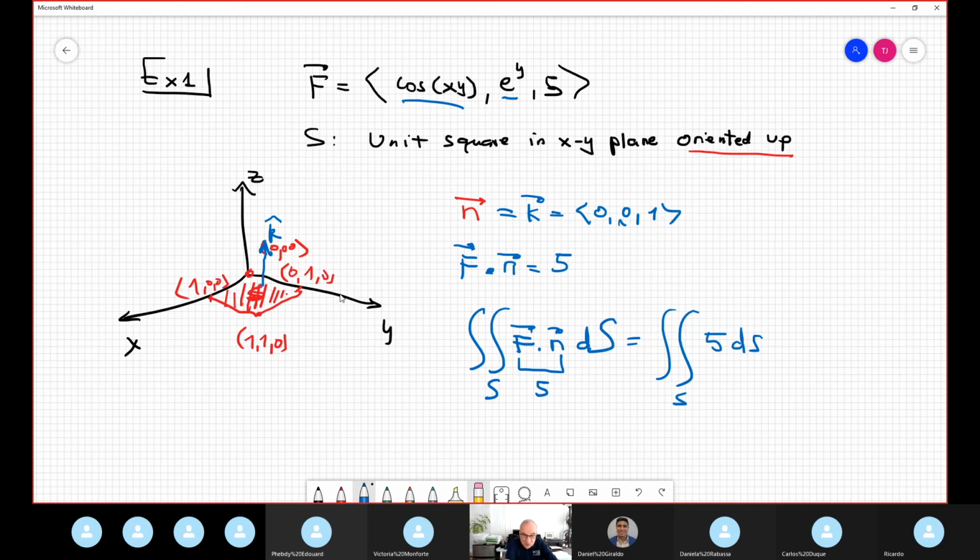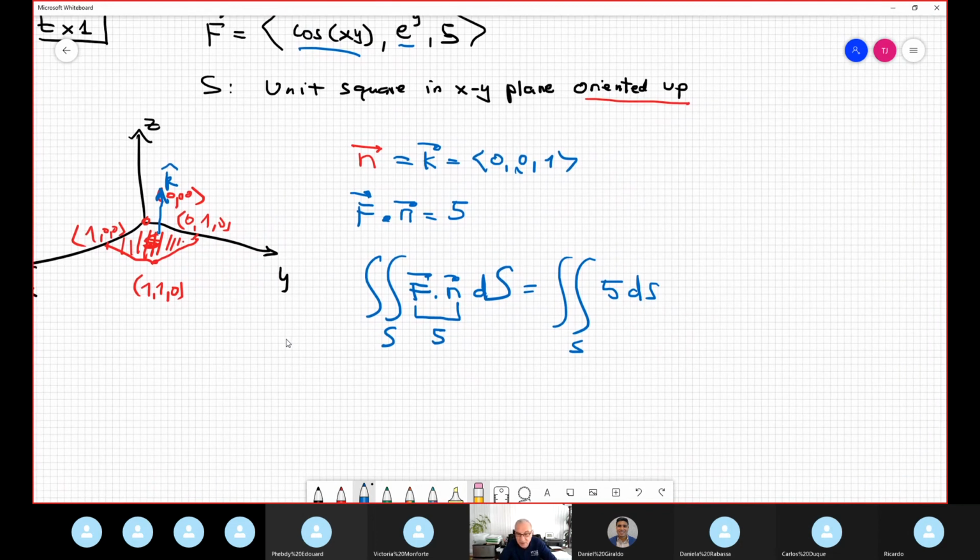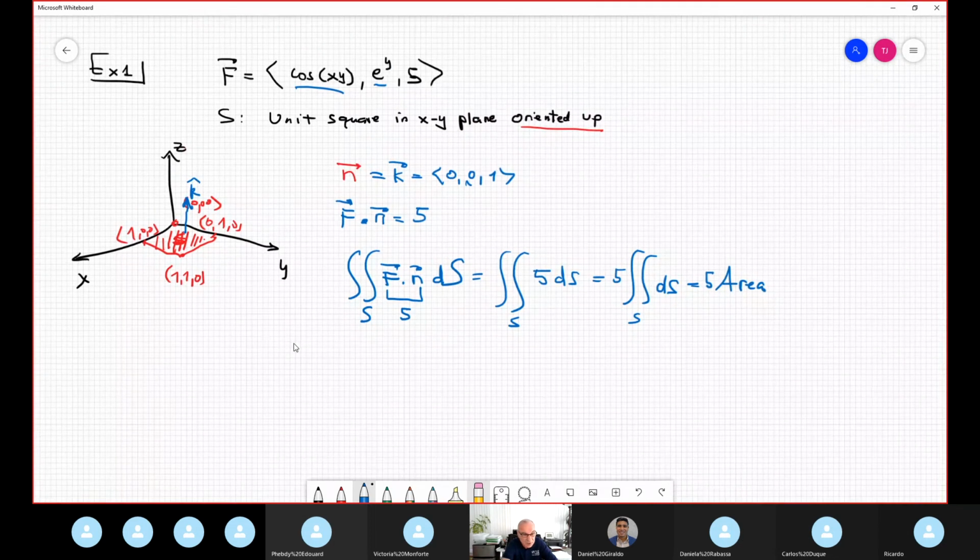Now, interpretation. This is a constant, so you put it outside the surface integral. And this surface integral is obviously the area. 5 times the area, area of what? Of the surface, a square of size 1, so the area is 1, and the answer is 5. End of the story. Do you see it's easy?